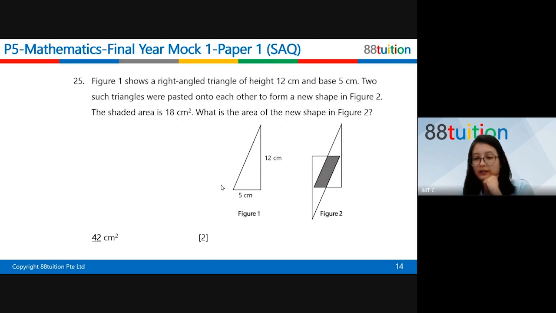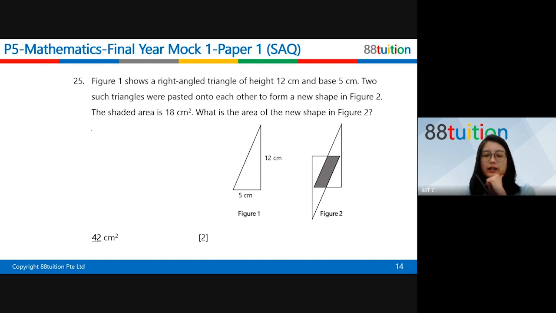Figure 1 shows a right angle triangle of height 12 and base 5. Two such triangles were placed on each other to form a new shape. So there's an overlapping part. The shaded area is 18 cm squared. What's the area of the new shape? They're asking for a 2D figure, so you don't keep thinking of it as an overlap in 3D. Be aware of that, which means you only calculate the shaded area once. Do not count it twice.